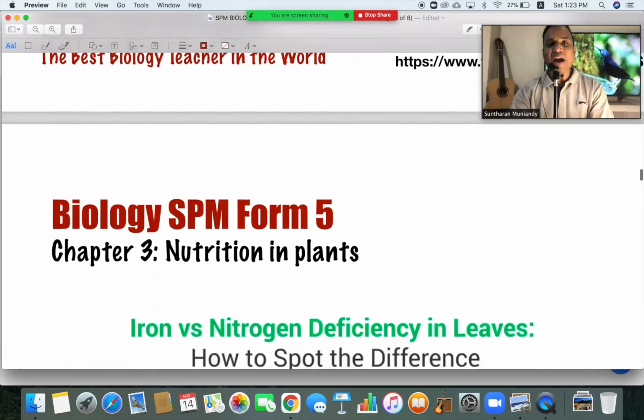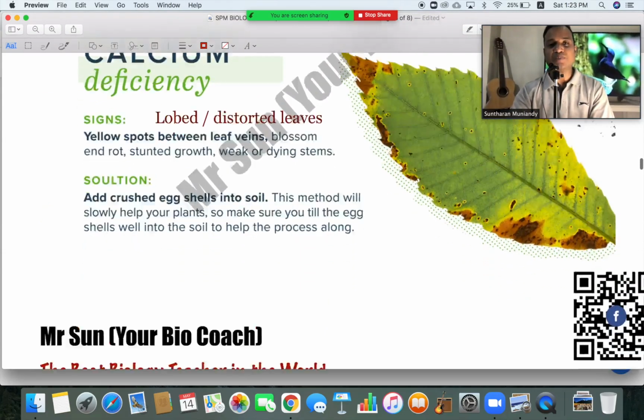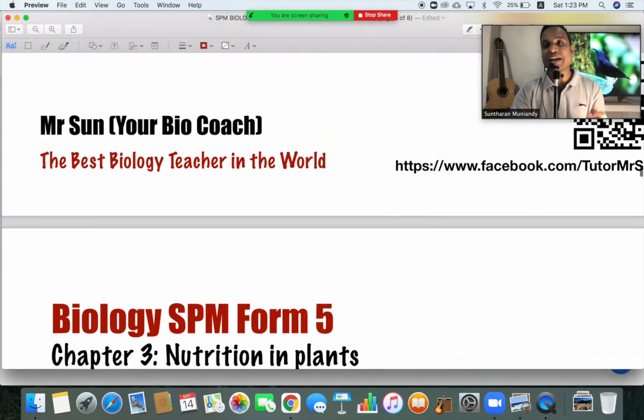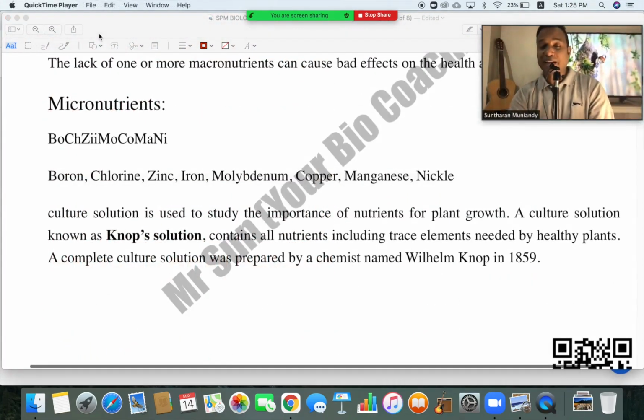And finally sulfur, which I did not include here. If there is not enough sulfur, the plant will show stunted growth as well. These are the macronutrients needed by the plant. Now let's look at micronutrients. As I told you, there are quite a number of micronutrients: boron, chlorine, zinc, iron, molybdenum, copper, manganese, nickel. You can easily remember that using the silly word, boximocoma.